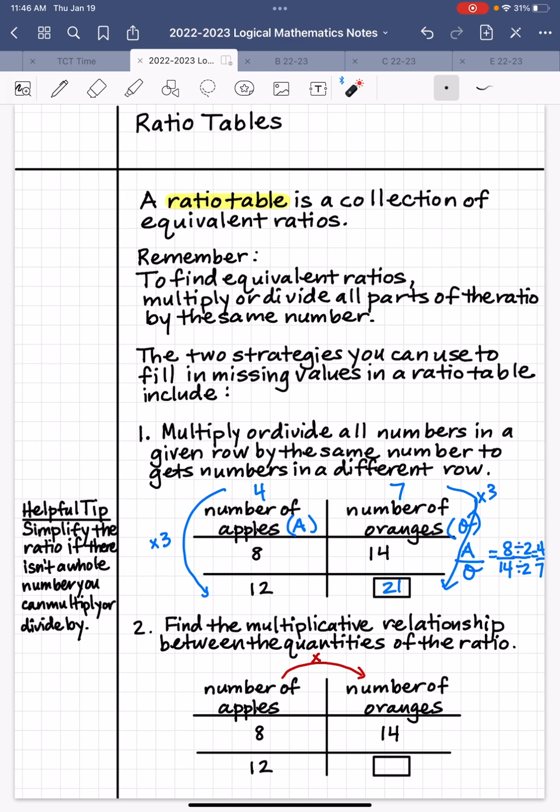Well, I have two options. I could either write 8/14 or I could write 14/8. Well, the number is getting bigger, so I'm going to multiply it by a fraction greater than 1, which is 14/8.